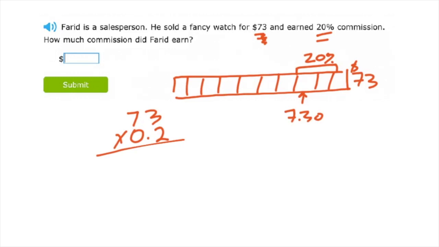So if you remember our decimal multiplication, it's just like regular multiplication, except we need to move the decimal over one spot because we have one place value here. 2 times 3, 6. 2 times 7, 14. We scoot the decimal over one place, but then we have to format this to be money. And we would add the 0 back because we want hundredths here, right? This is hundredths we want. So Farid earned $14.60 for selling that fancy watch.